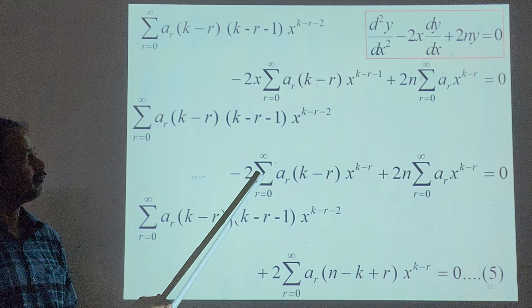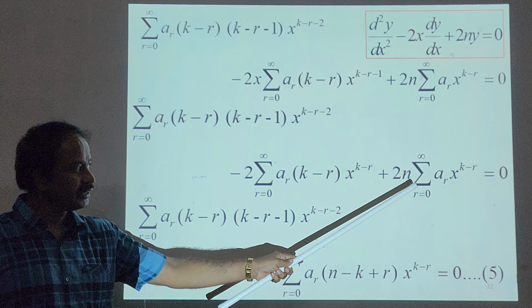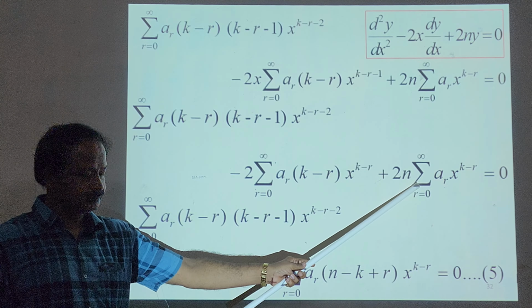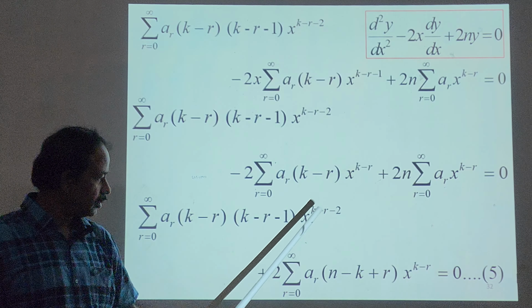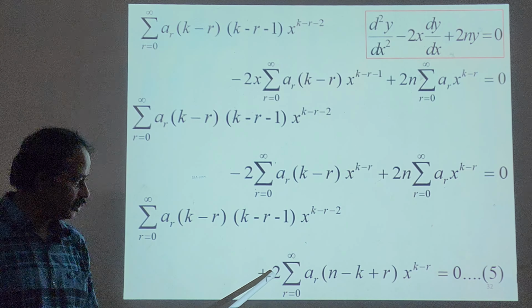So now this equation can be simplified as this. I am going to combine these two terms, pulling 2 out. I have pulled 2 out. I am going to combine second term and third term. The common terms are x to the power minus kr. The remaining term will be n is here.